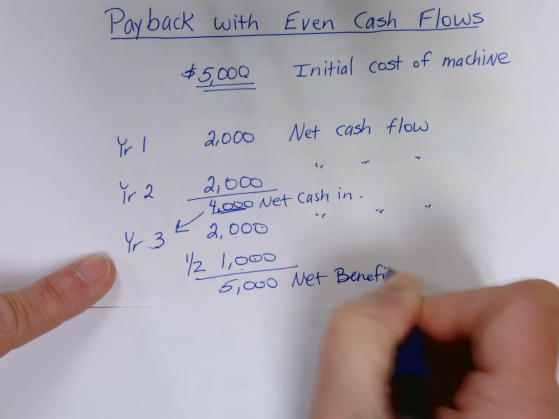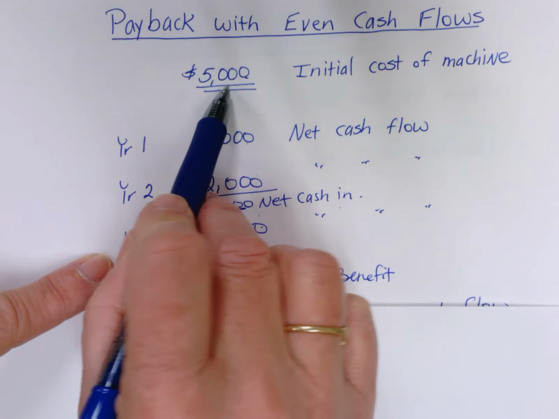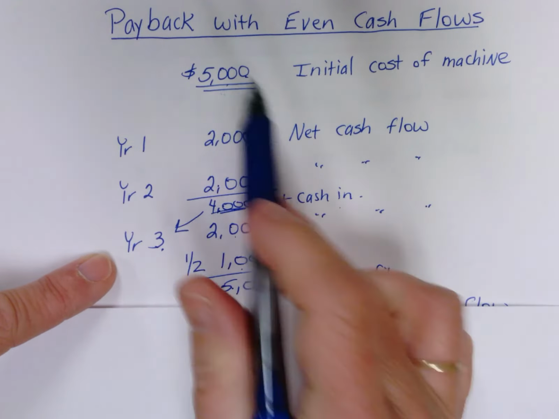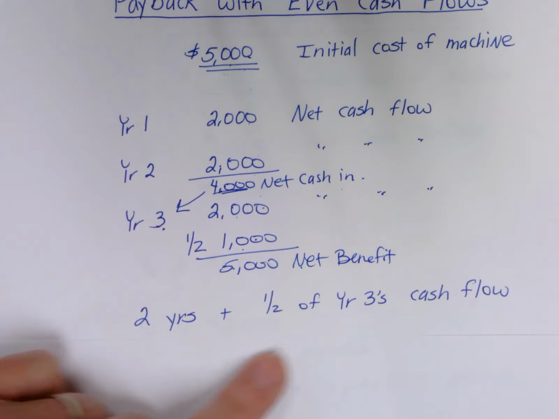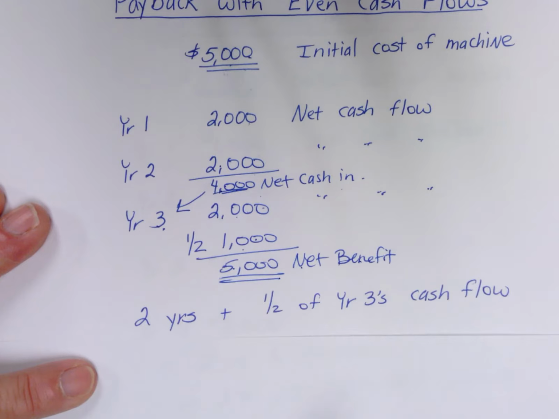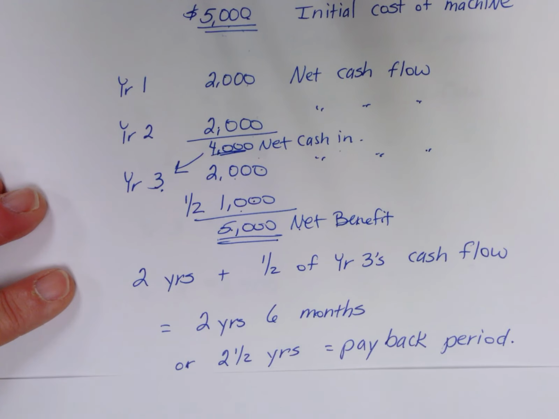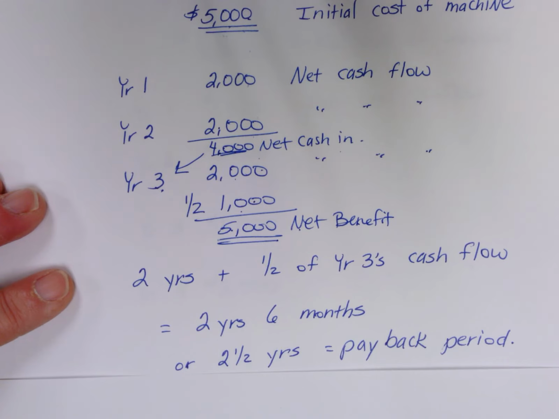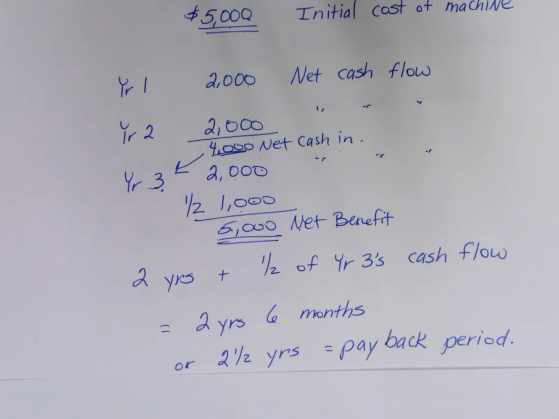And so we can say then, halfway through year 3 is when we achieve payback, cash in that equals our initial cost out. So 2 years plus 1/2 of year 3's cash flow, and we achieve that benefits equal the initial cost. So you might say that as 2 years and 6 months, or 2.5 years is the payback period. Just add up the cash flows until the net cash in equals the initial cost out to buy that machine.